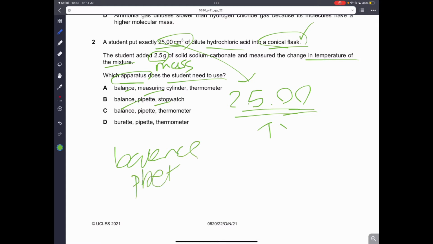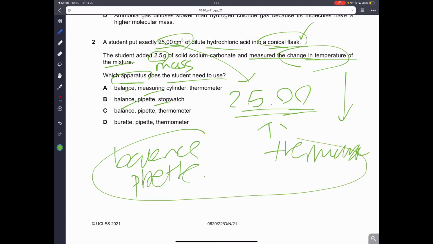and it says later on the student measures the change in temperature. So how do you measure temperature? Of course you have to use the thermometer. So you have to choose the option that has all of these 3 options, which is C.